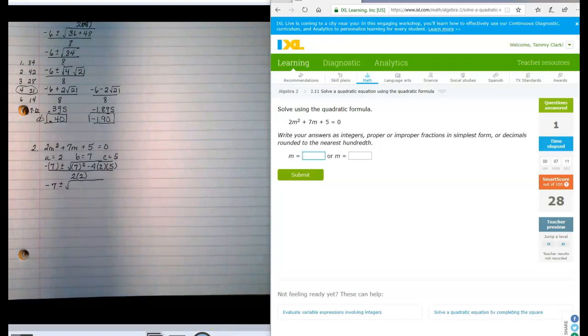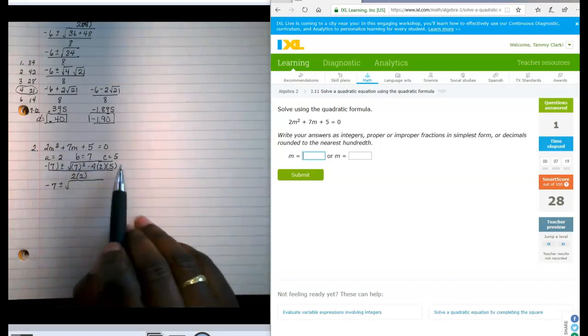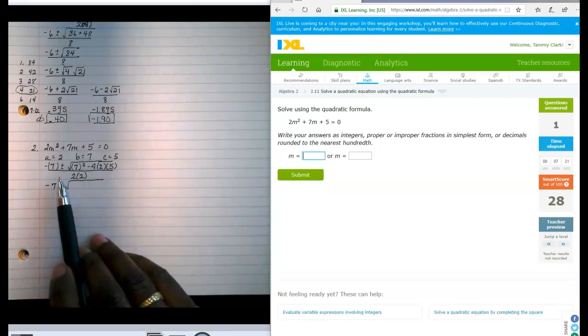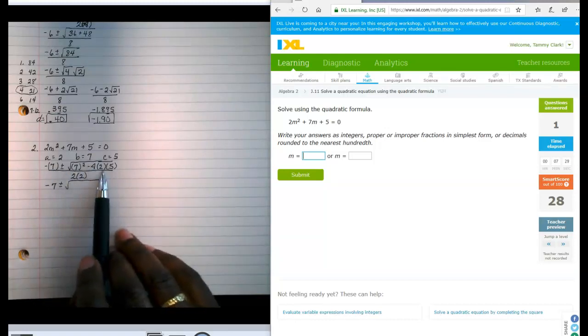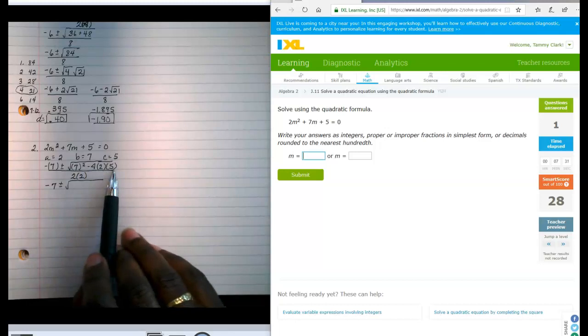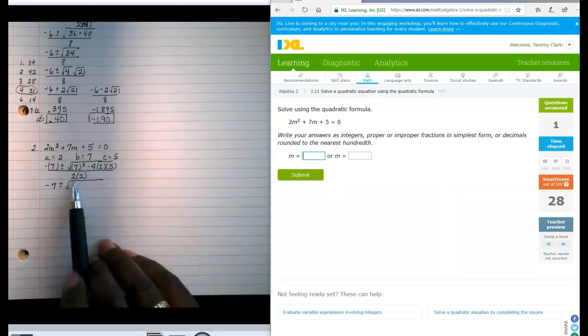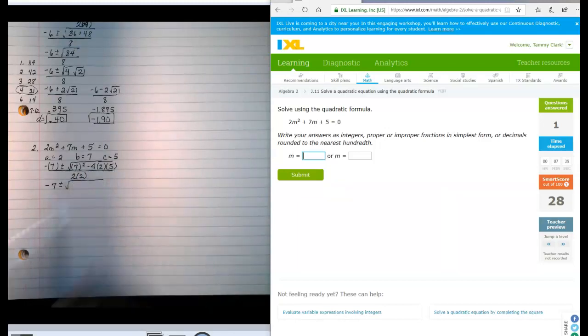Hello, I started on number 2, which is 2m squared plus 7m plus 5 equals 0. I've got A is 2, B is 7, C is 5, and I went ahead and started filling in the formula: the opposite of the B term, which is 7, plus or minus the square root of B squared minus 4 times 2, which is the A, times 5, which is the C. All of that divided by 2 times the A term, which is 2.